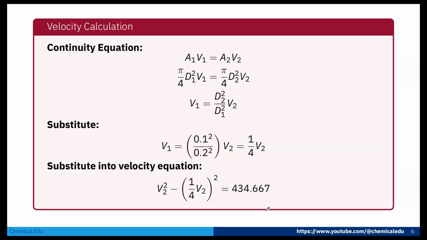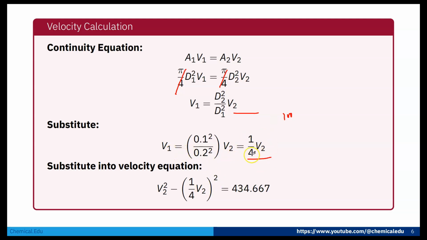Now we know the continuity equation: A1 V1 is equal to A2 V2. So pi by 4 D1 square V1 is equal to pi by 4 D2 square V2. So pi by 4 will cancel out. So finally we'll get V1 is nothing but D2 square by D1 square into V2. D2 is 0.1 meter because 100 mm, so that will be 0.1 meter square, and D1 is 200 mm, so that is 0.2 whole square, into V2. So V1 will be 1 by 4 V2.